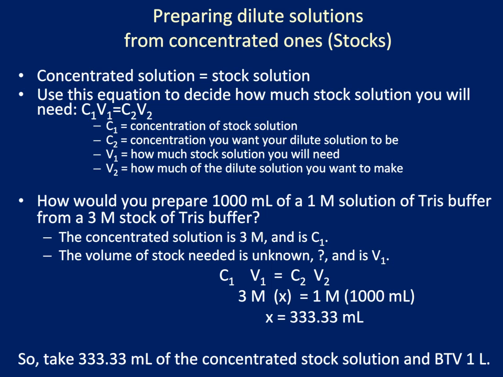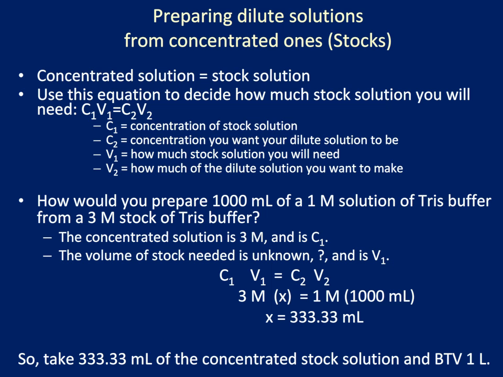Once you've made a stock concentration, you then use the equation C1 times V1 equals C2 times V2. For instance, how would you prepare a liter of a 1 molar solution of Tris buffer from a 3 molar stock of Tris buffer? The concentrated solution is 3 molar, which we would designate as C1, concentration 1. The volume of the stock needed is unknown and is V1. So if we set up the equation, it's 3 molar times X equals 1 molar times a liter.